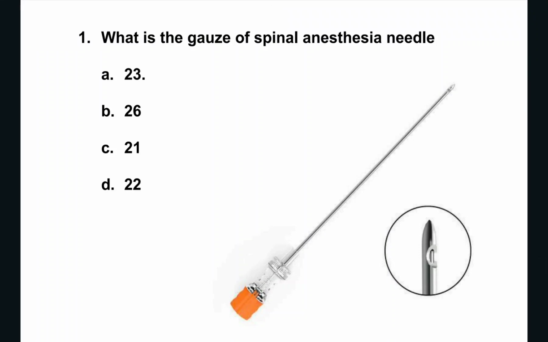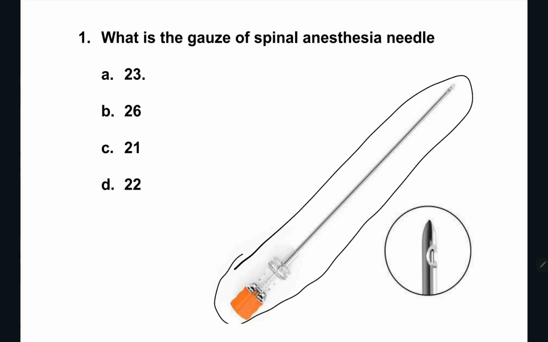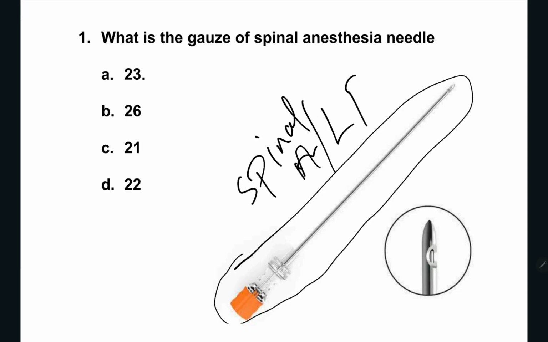So today we are going to discuss some of the important questions for the upcoming Telangana staff nurse recruitment examinations. The first question is, what is the gauge of spinal anesthesia needle? Here you are seeing the needle which is used for spinal anesthesia and LP. LP is nothing but lumbar puncture.